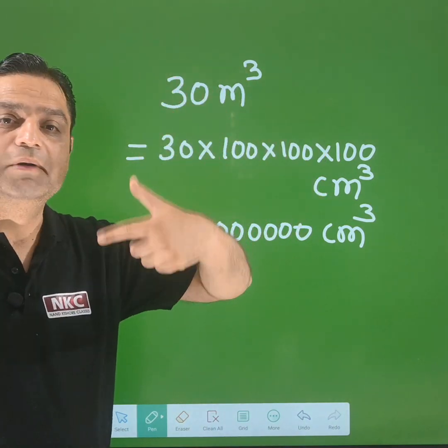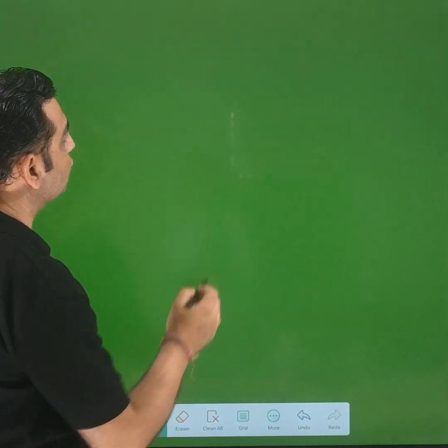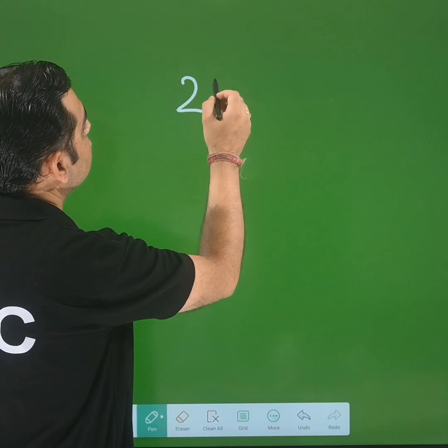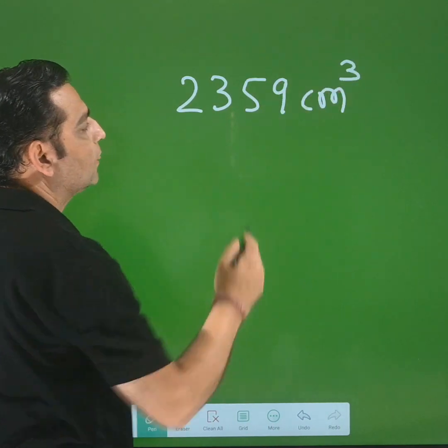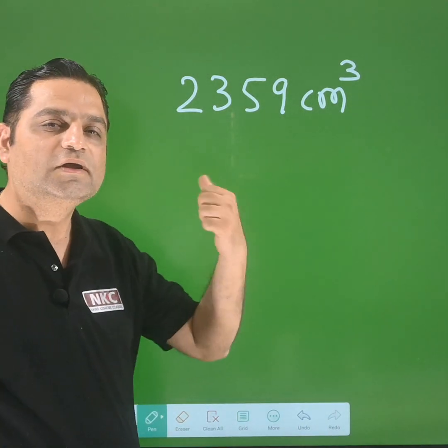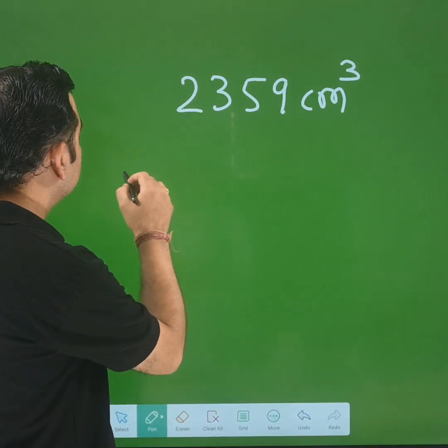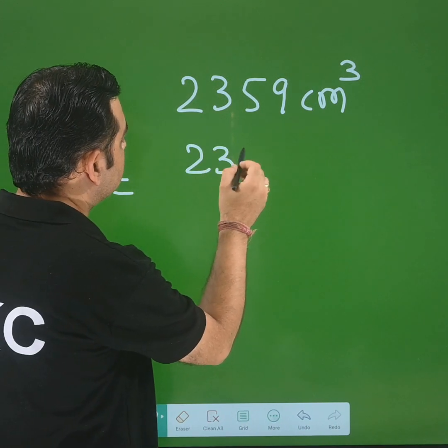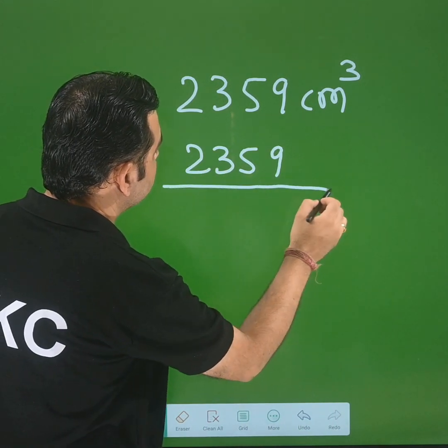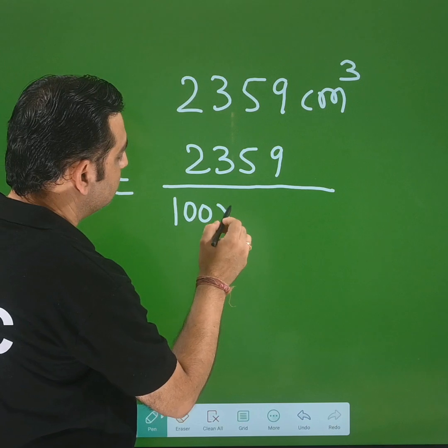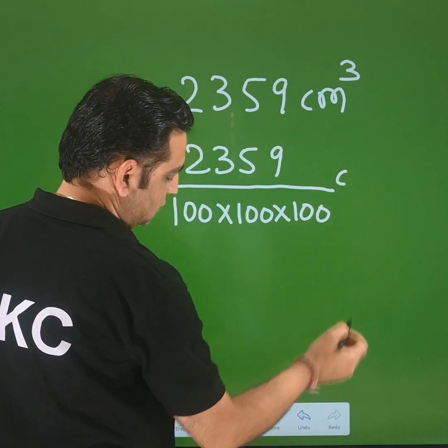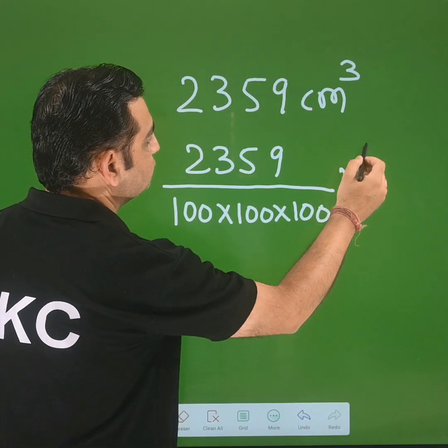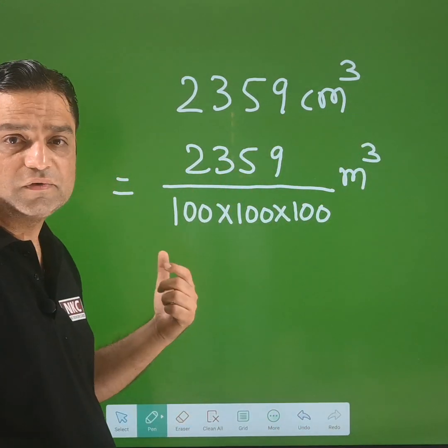And now reverse, going back from centimeter cube to meter cube. Let's suppose your answer is 2, 3, 5, 9. Let's suppose this is in centimeter cube. But you are supposed to write your answer in meter cube. Just do the reverse of it. To convert into meter cube, you will have to divide by 100 three times. It will become meter cube. Reverse step we have done.